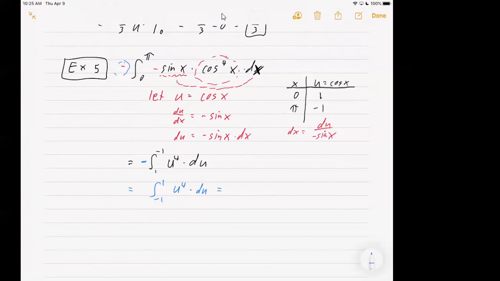The antiderivative of that is u to the 5th over 5, or if you prefer 1/5 u to the 5th, either way is fine. Evaluated at -1 and 1. Substitute the 1, and you get 1/5, minus substitute the -1, and you get -1/5. So the answer is not 0, it is 2/5.